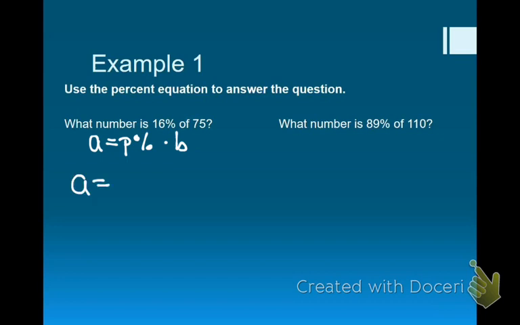So A equals, and does anybody remember, what do we do to a percent before we can multiply? Change it to a decimal and then multiply 0.16 times 75. And what would that give us? 12. Okay, so it's going to be 12.